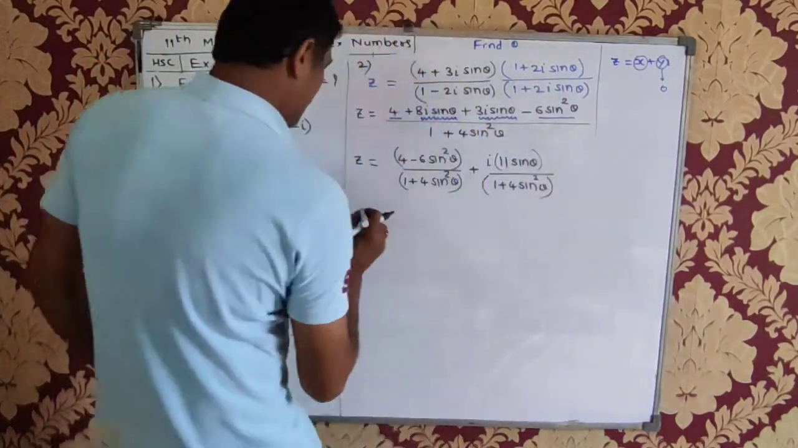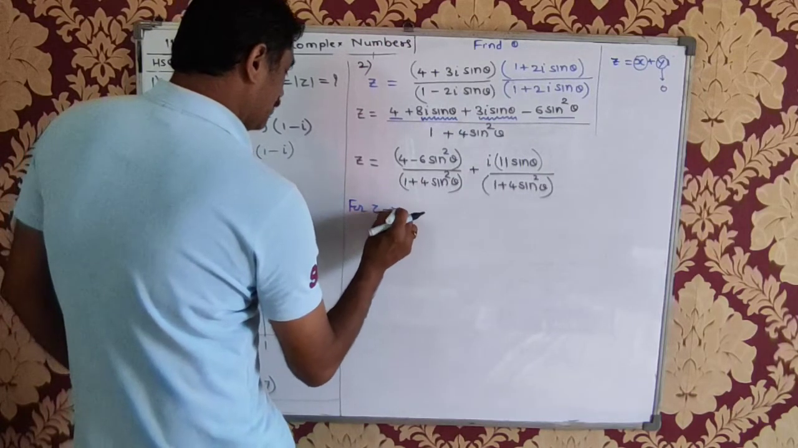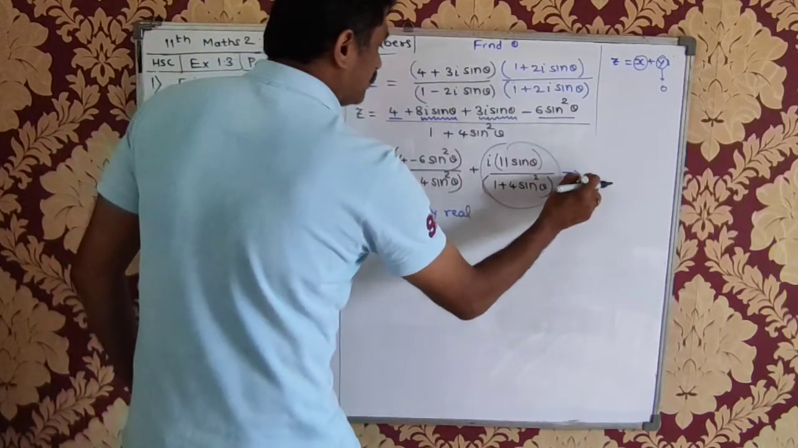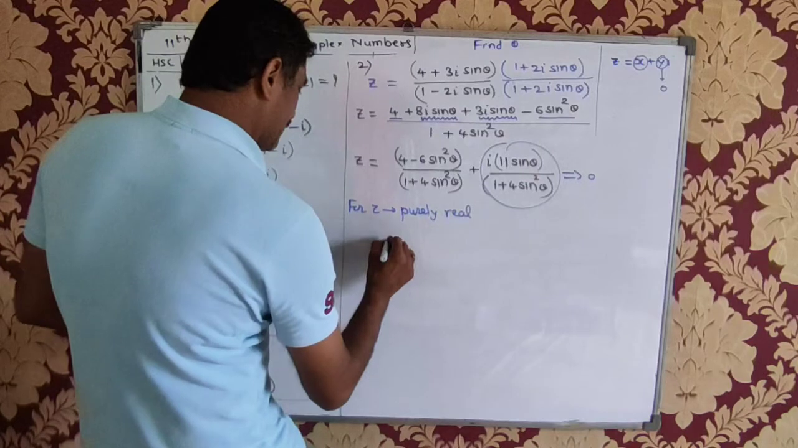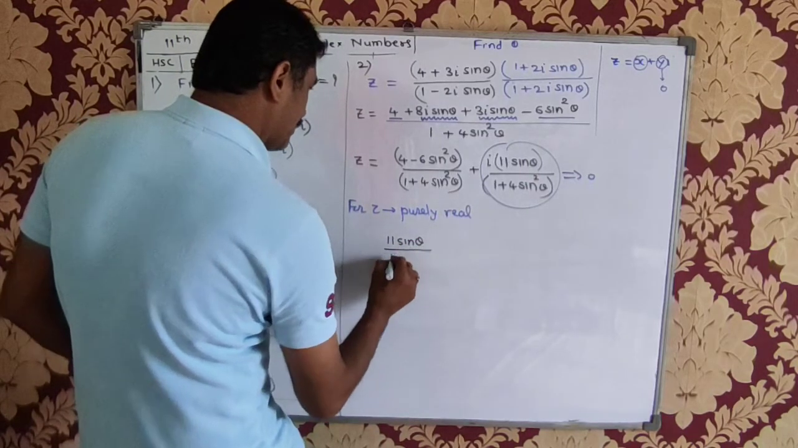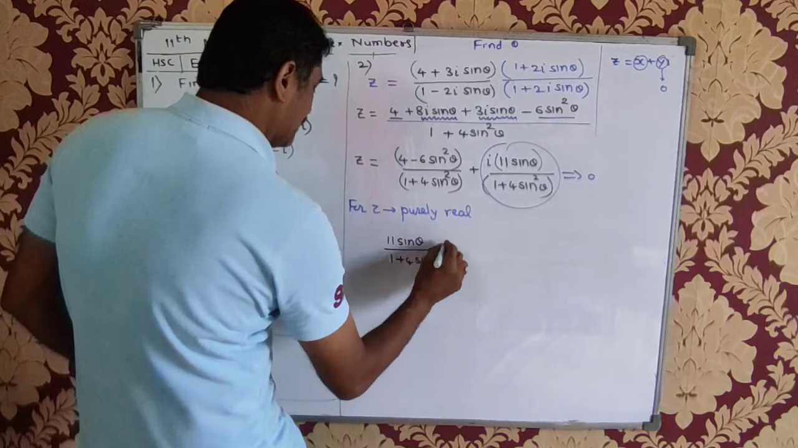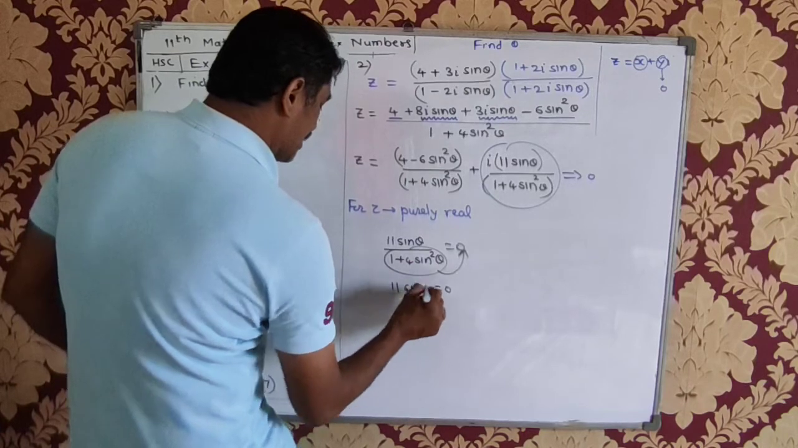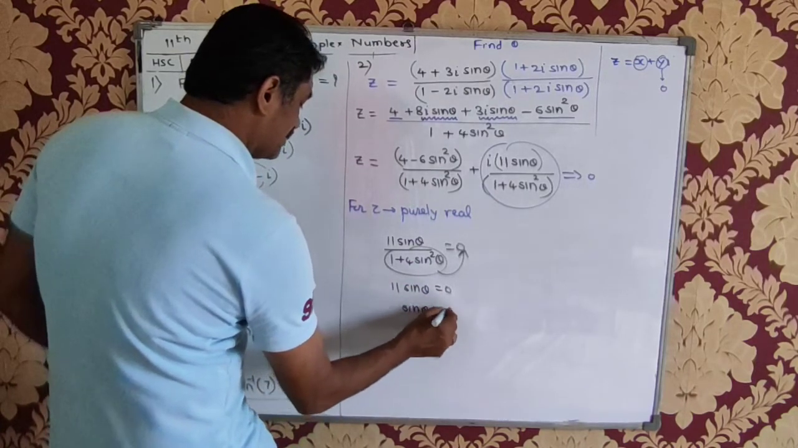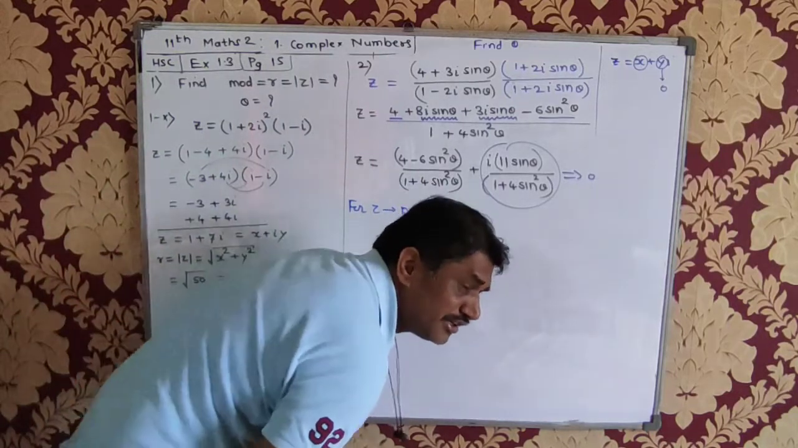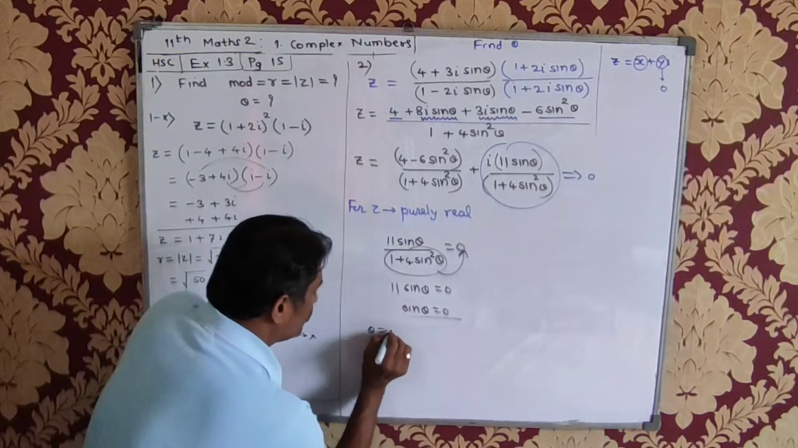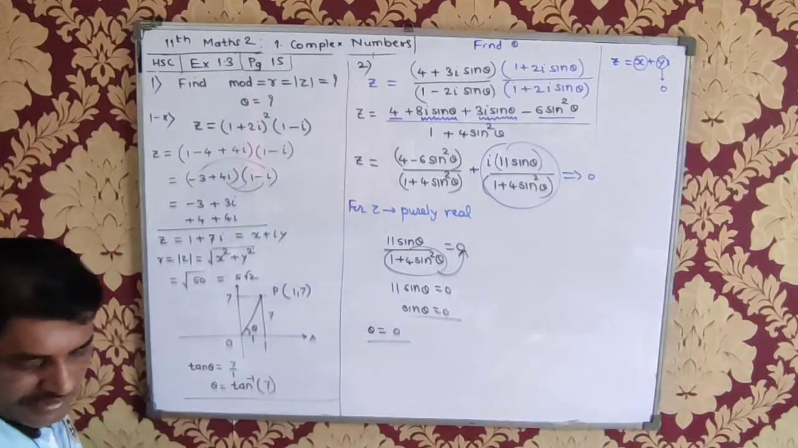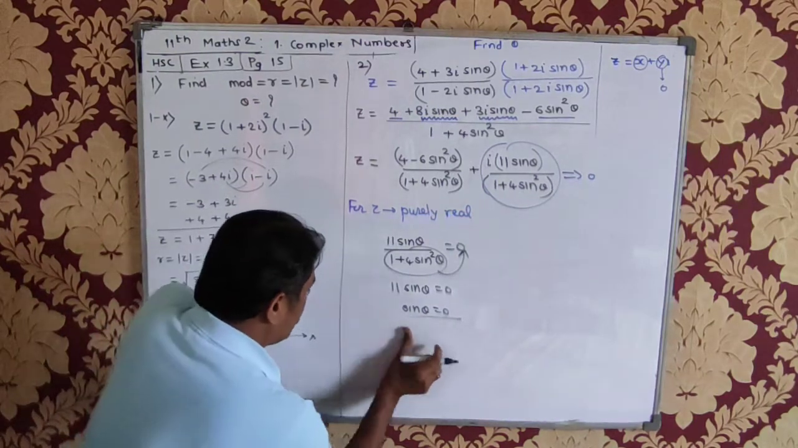For z to be purely real, its imaginary part must be equal to 0. So I'll say 11 sin theta upon 1 plus 4 sin square theta is equal to 0. Now the denominator times 0 is 0, so 11 sin theta is equal to 0. Now 11 is not 0, so sin theta is equal to 0. Sin theta is 0 for theta equal to 0, theta equal to 180. So theta is equal to 0 is the answer.